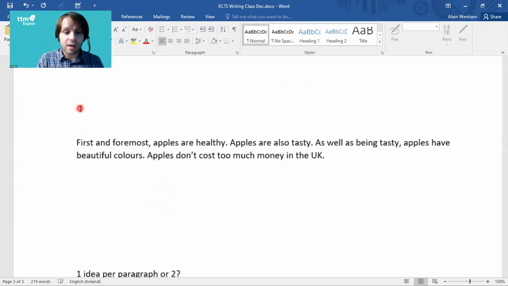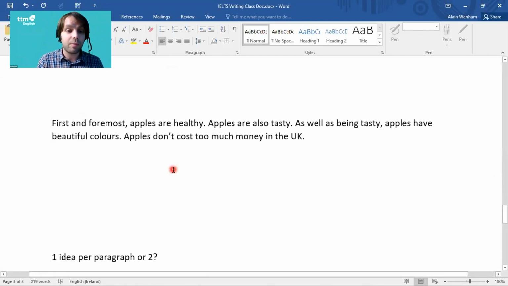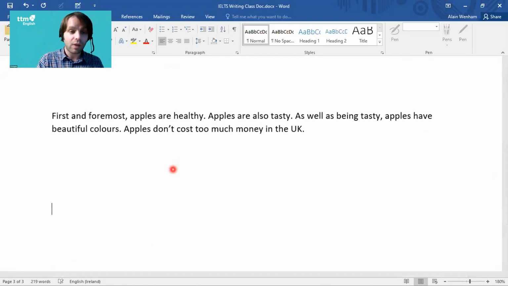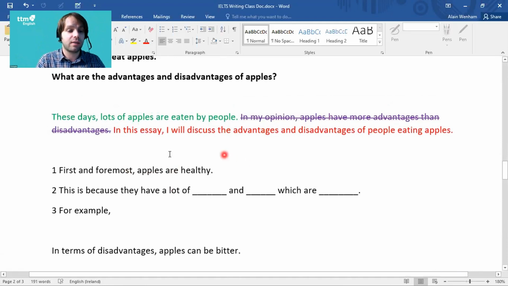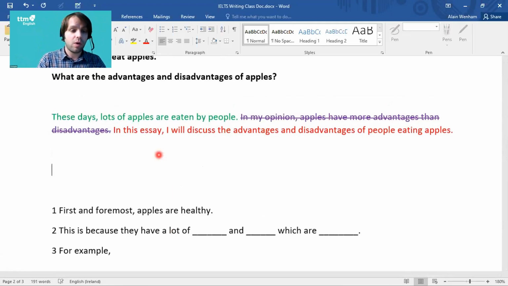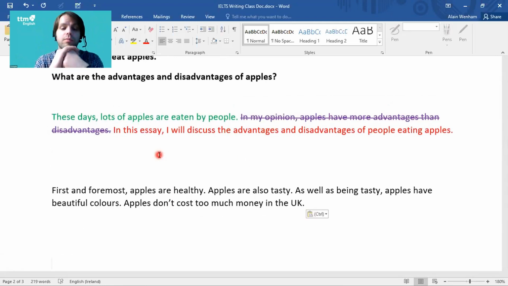I wrote another thing, a classic mistake. This is a little bit like Ian's thing. First and foremost, apples are healthy. Apples are also tasty. As well as being tasty, apples have beautiful colours. Apples don't cost too much money in the UK. What's the problem with this? Imagine I replace this now and I put this in my essay. Why is that not good?